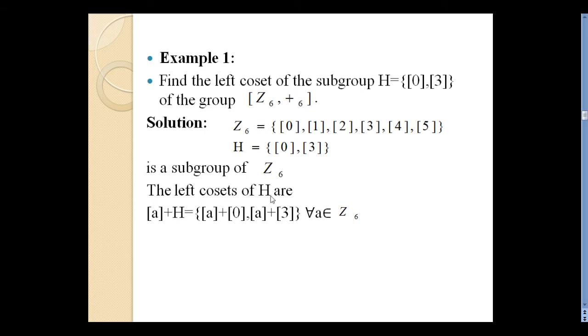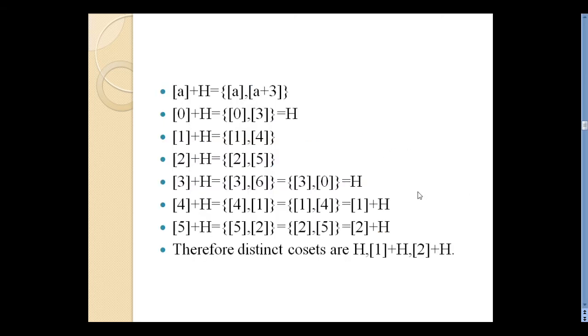The left coset aH, if it is a product, means a into H. Now it is given in addition, so a plus H. That a value is added with the subgroup values: a added with the first value 0 and a added with the second value 3, where a belongs to Z6. a can be 0, 1, 2, 3, 4 and 5. Now we will do the procedure.